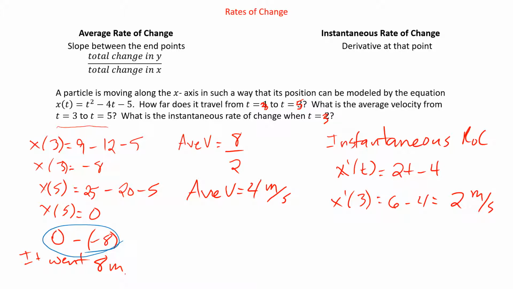So our next topic here is estimating with a table. Sometimes when we have a function, we don't know what the equation is. All we have is a table of values. And so we're going to be able to estimate the derivative from the table. And remember, the derivative is just a slope. So we're going to estimate a slope using points in a table.